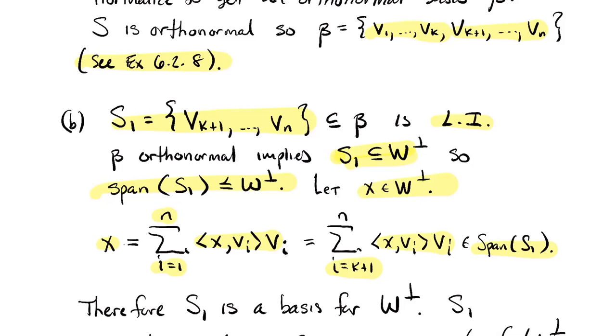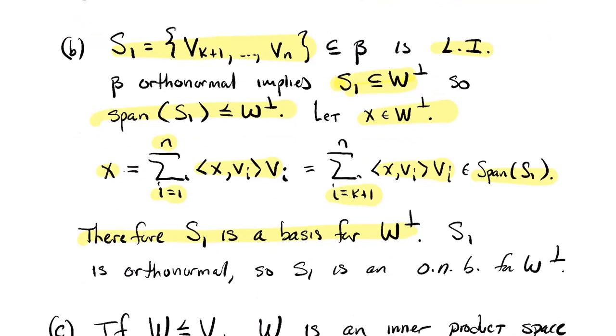So we've got a linearly independent subset that spans W perp. It's a basis for W perp, right? We already said that it's an orthonormal set, so it's an orthonormal basis for W perp. That's what part B said.